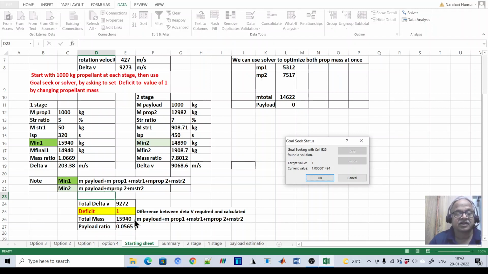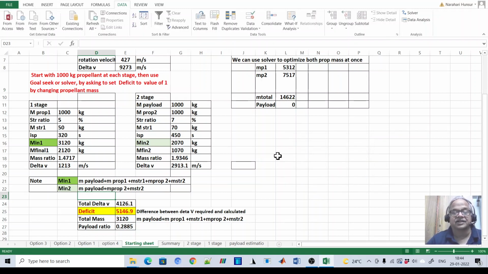Now you see what was about 23,000 odd gross mass is now reduced to 15,940. So now the launch vehicle is lighter if I change the propellant mass of the second stage. So this is an interesting observation. Now what I can do is, why not change both of them at the same time? Let the system change both the first stage propellant mass and the second stage propellant mass together.